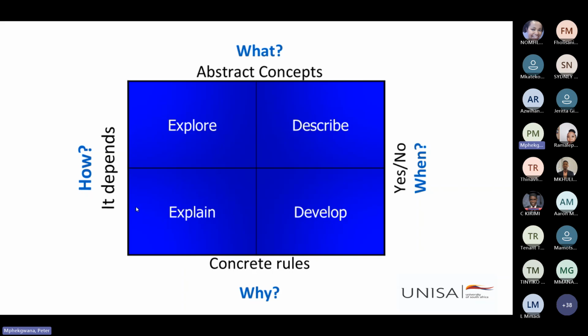So under the explore, there is an intersection between what and how. The what speaks to the abstract concepts. The how speaks to something that depends on something. When these two intersect, the abstract and the dependent, then you can ask your research questions in terms of what and how. That's why in research, in most cases, we have two research objectives.